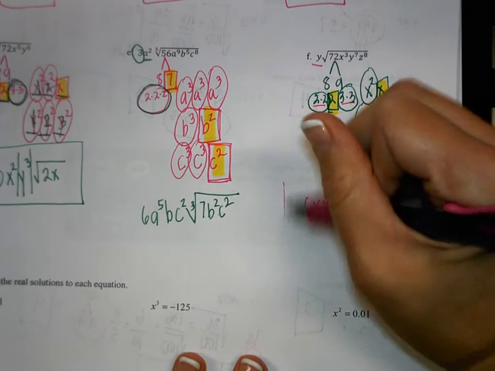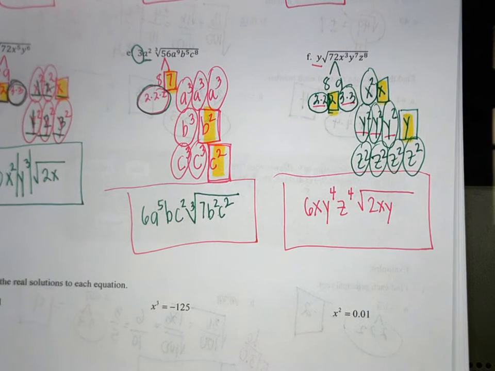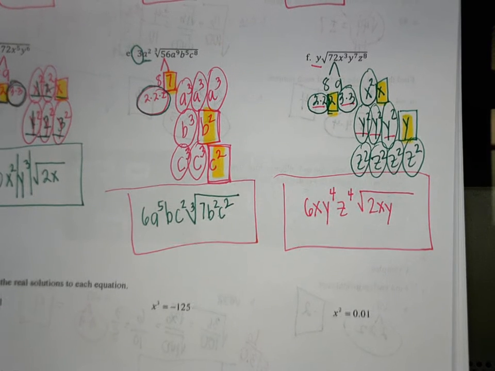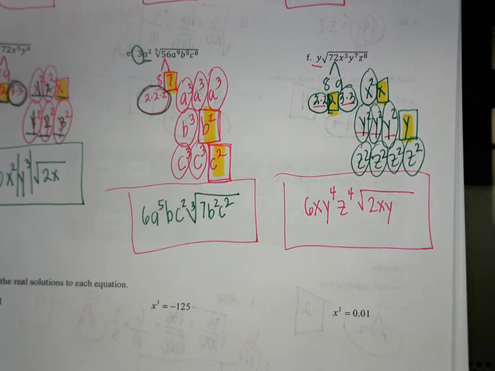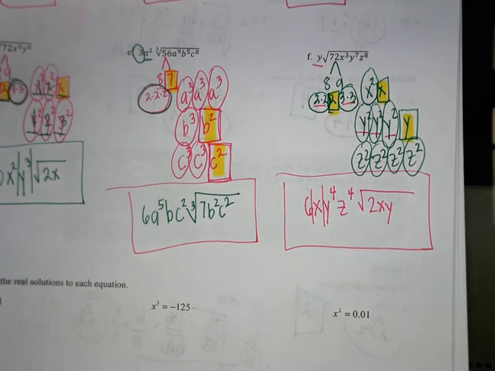Okay. Now, for those of you that are paying attention to absolute values, where would an absolute value be on this one? Just around the x. Very good. If you don't know, it's okay. Do we have any questions? Okay.